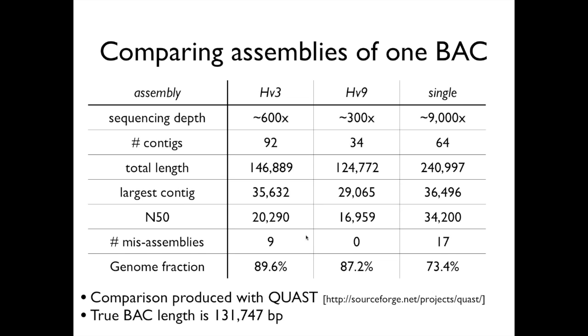But when we look at misassembly, when we compare these assemblies to the ground truth, the one obtained with Sanger, actually the assembly for HV9 looks the best, with only 0 misassemblies compared to 17 misassemblies of the single BAC. Also, in terms of the fraction of the ground truth covered by this assembly, actually the combinatorial pooling assembly looks much better than the single one.